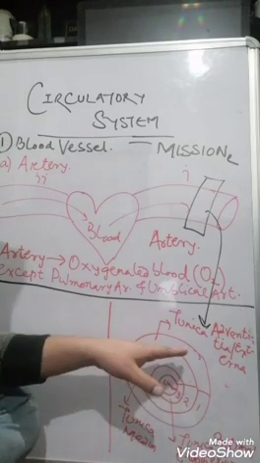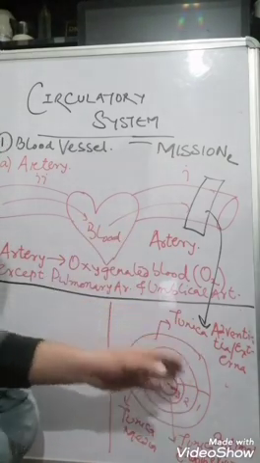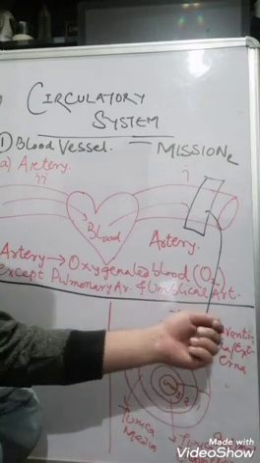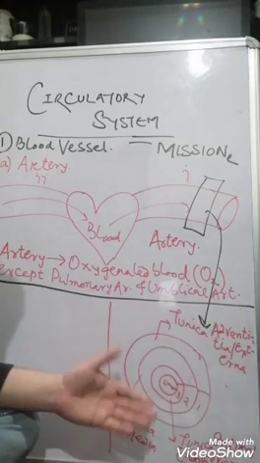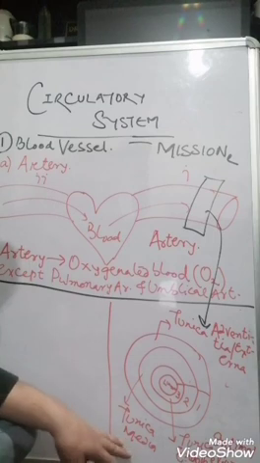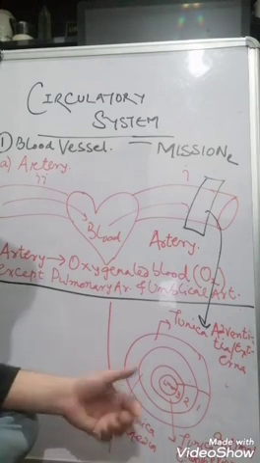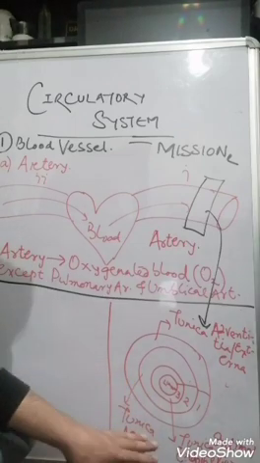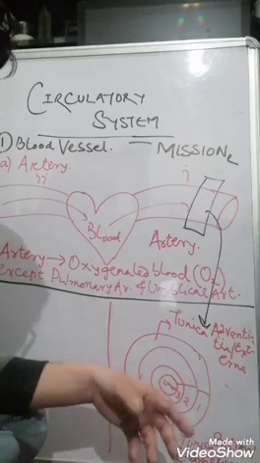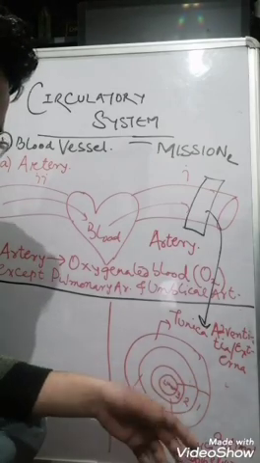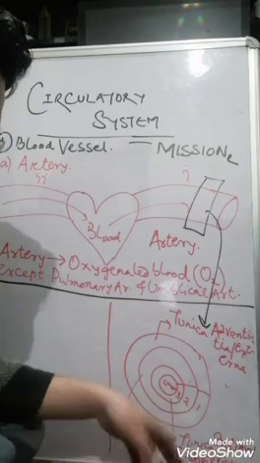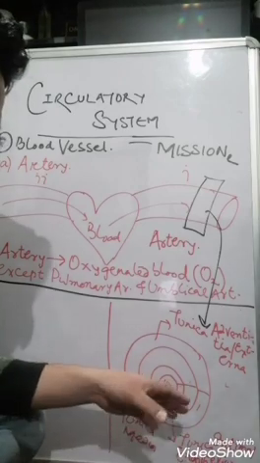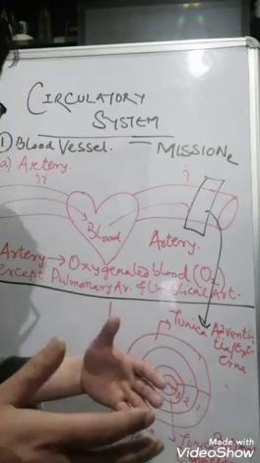This outermost layer we call as a tunica adventitia or externa. The middle layer we call it the tunica media, and the innermost layer we call as tunica intima, or we call it as endothelium. So we got three layers of the wall of the artery.